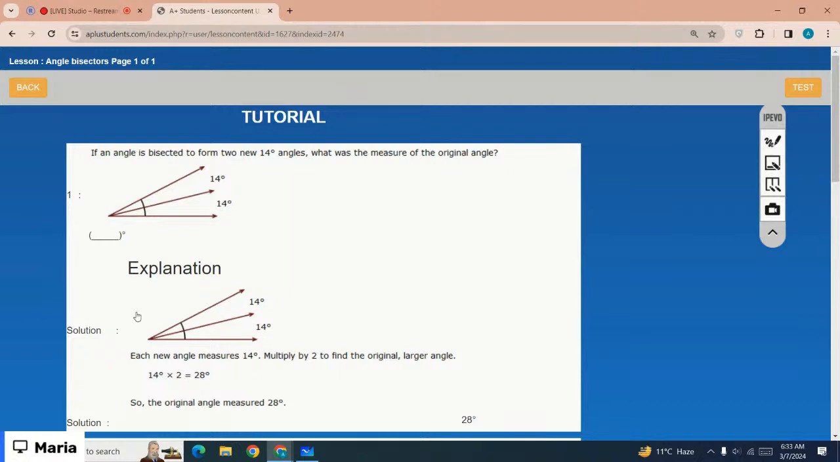Okay, if an angle is bisected to form two new angles, 14-degree angles, what was the measure of the original angle? You need to find the original angle, right? So the bisected angle is 14. You have two angles that have 14 degrees. So 14 degrees times 2 is 28. That means original angle is 28 degrees. The correct option is 28. Let's just start with the test questions.